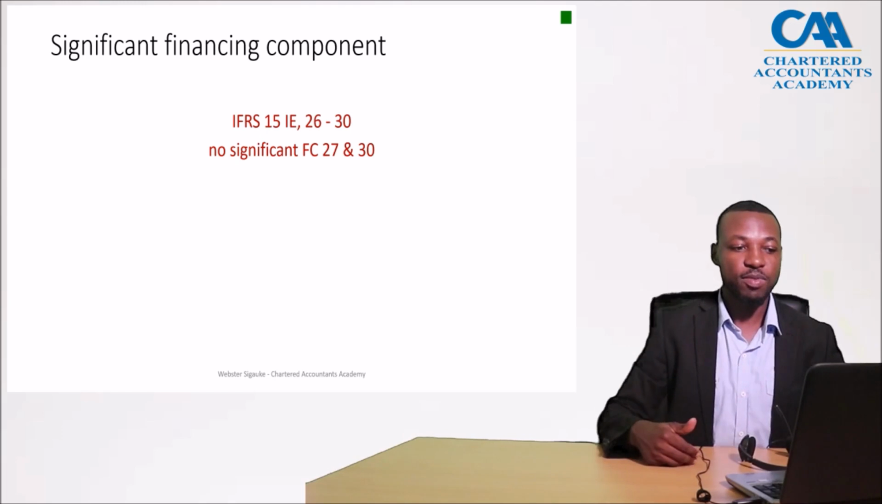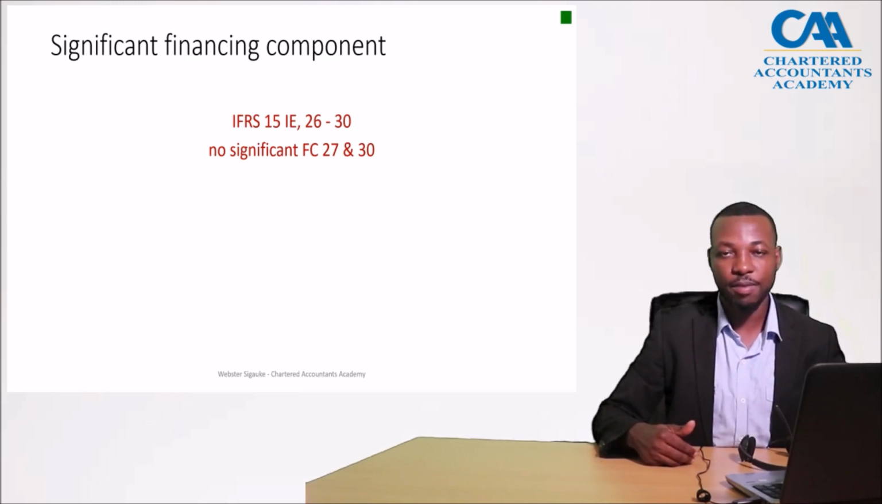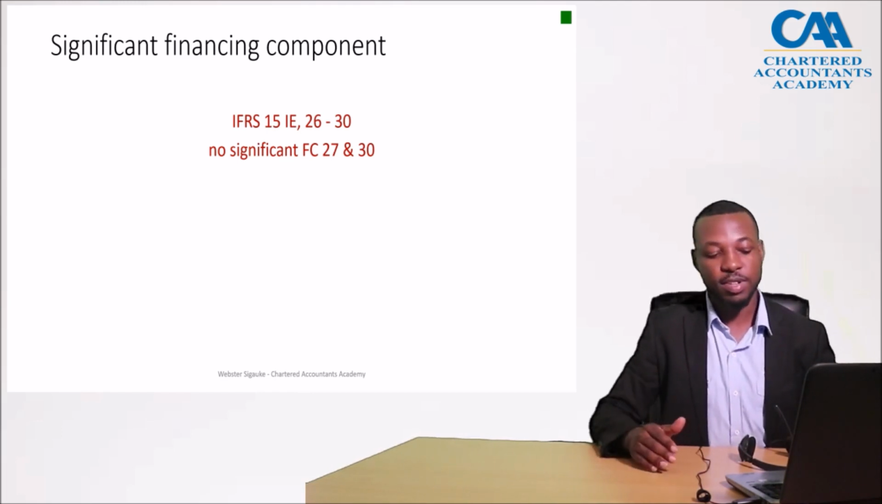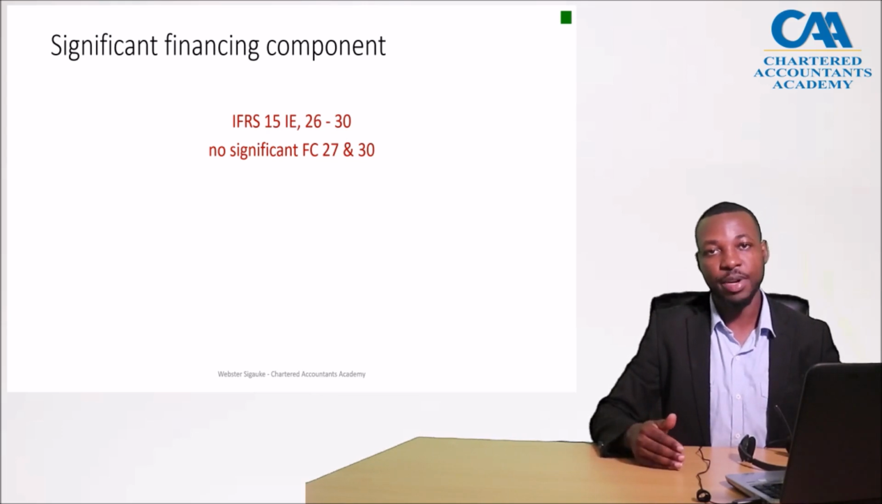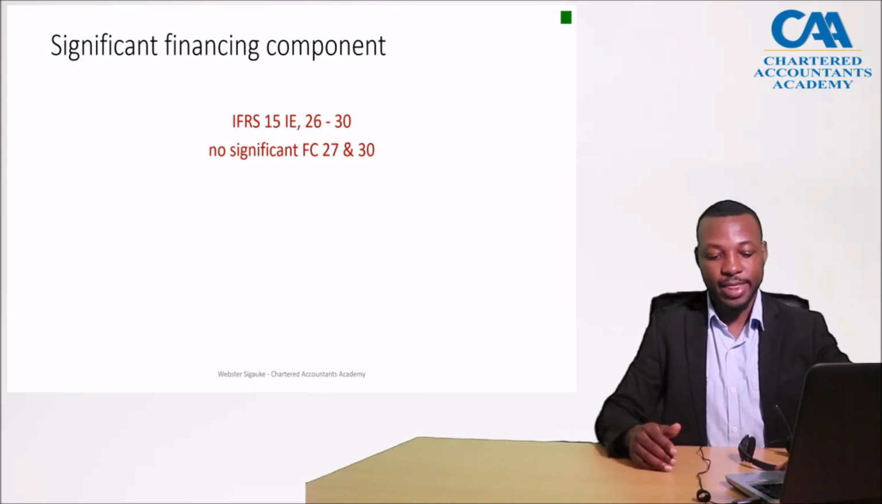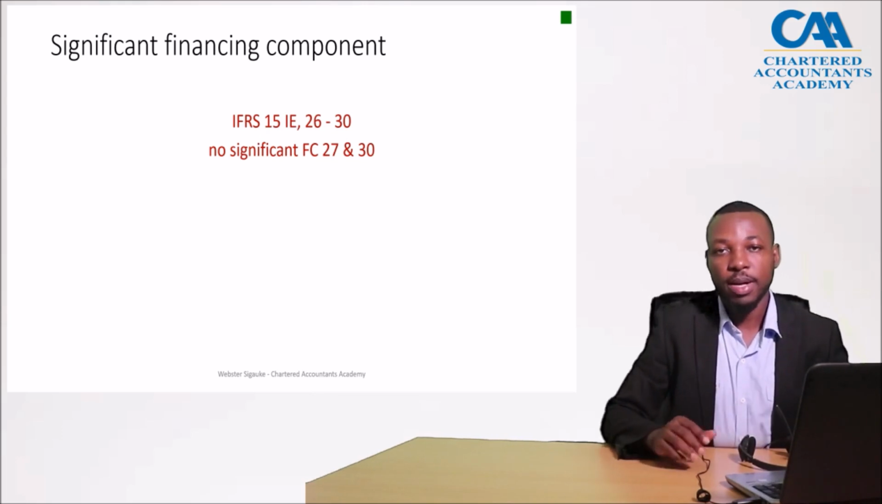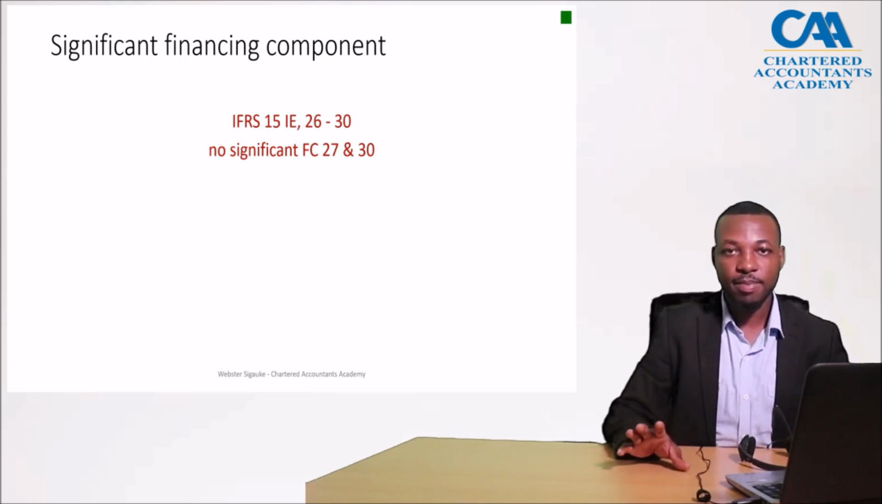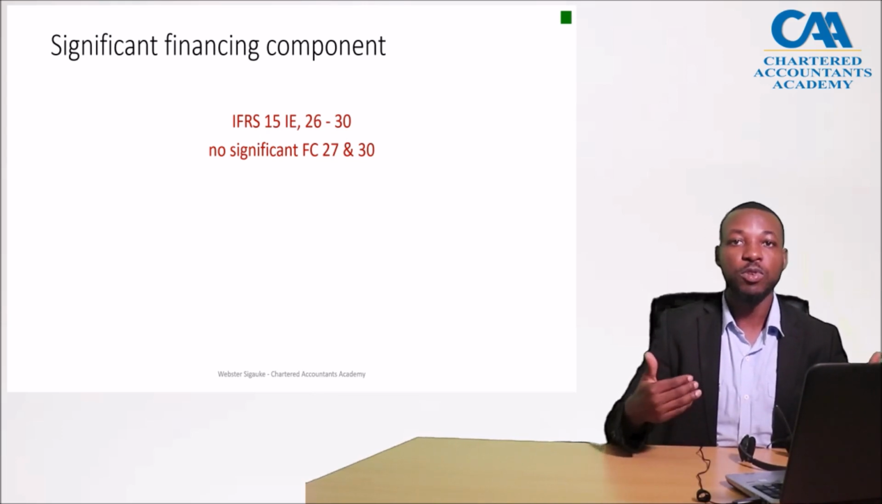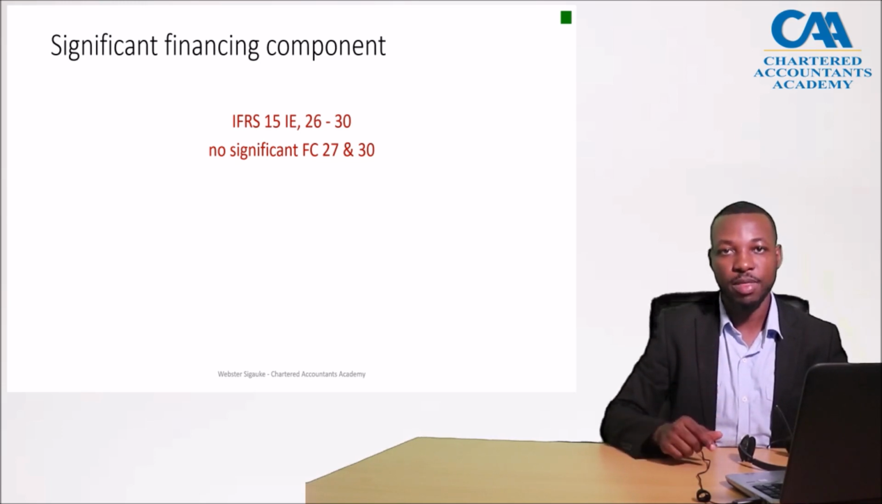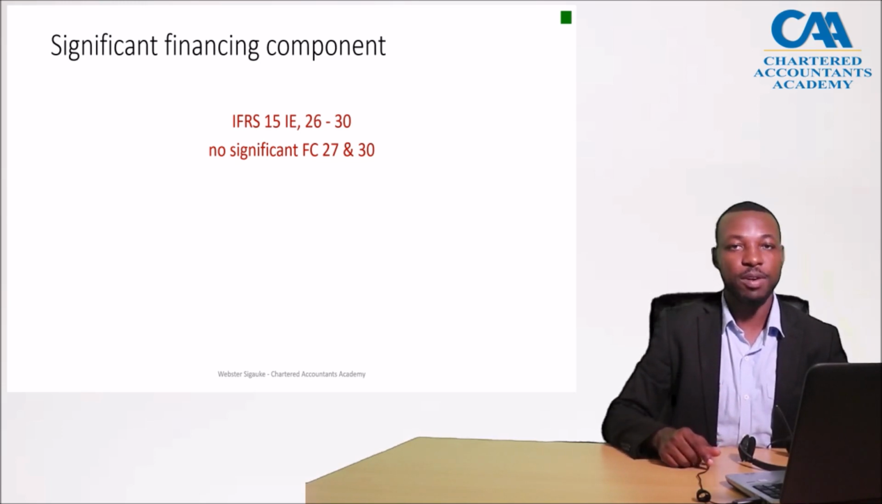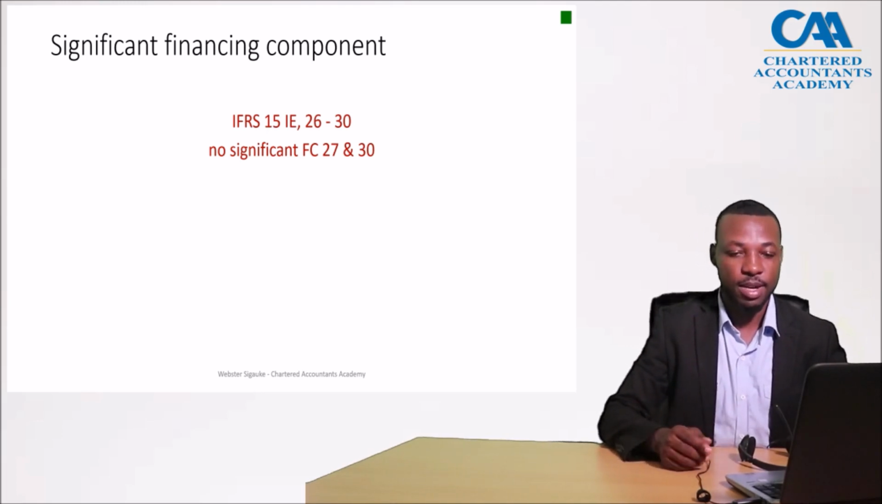So for practice of this one, I need you to go and do illustrative example number 26 to 30. Variable considerations start at 20 to 25, and then significant financing component starts from 26 to 30. So that's it covering transaction prices. We're now going to move on to part 4 of this video class, and in part 4, we're going to finish off on stage number 4 and stage number 5 of IFRS 15. Thank you.